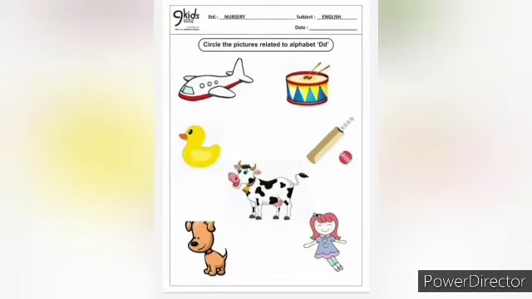Now we will do the practice work. In this worksheet, you have to circle the pictures related to alphabet D. You will see the pictures, and the pictures which are related to alphabet D, you have to circle them.